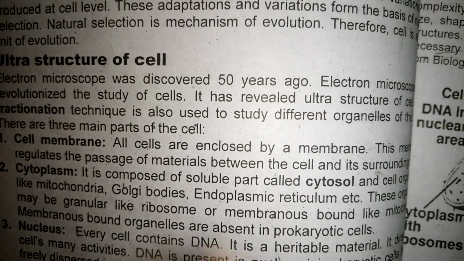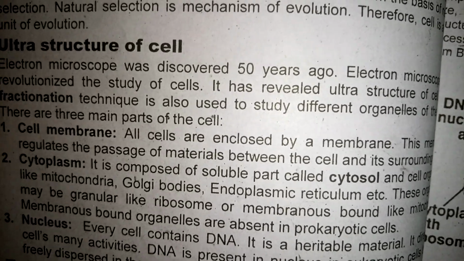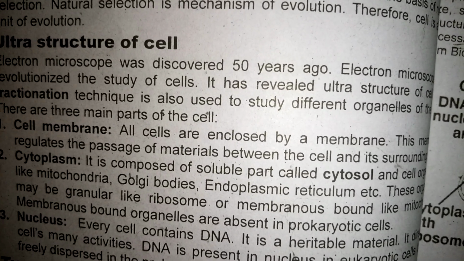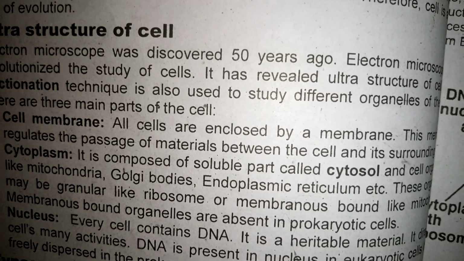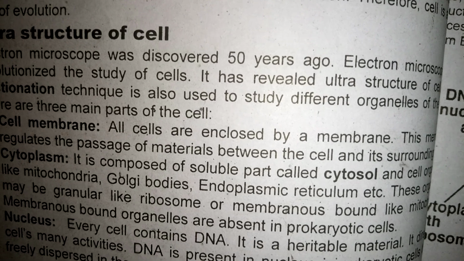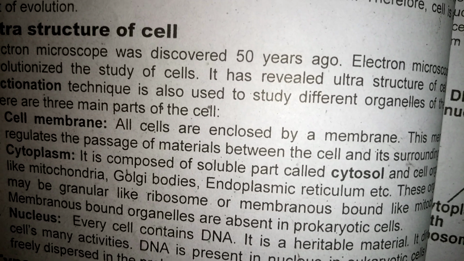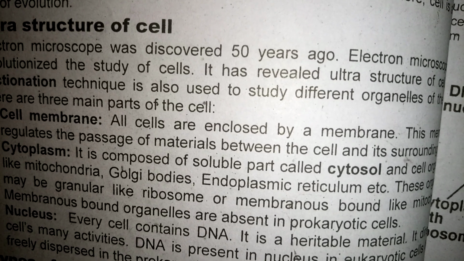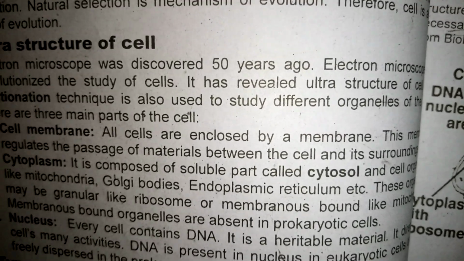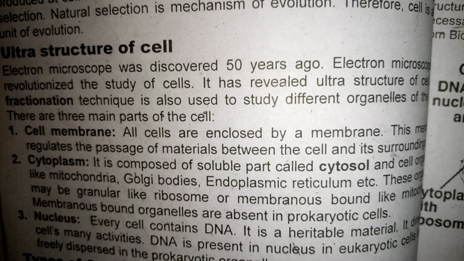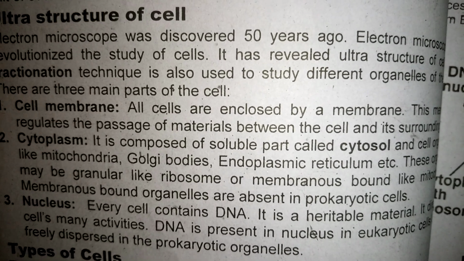All cells are enclosed by a membrane. This membrane regulates the passage of materials between the cell and its surroundings. The cytoplasm contains organelles like mitochondria, Golgi bodies, endoplasmic reticulum, etc. These organelles may be granular, like ribosomes, or membrane bound, like mitochondria. Membrane-bound organelles are absent in prokaryotic cells.